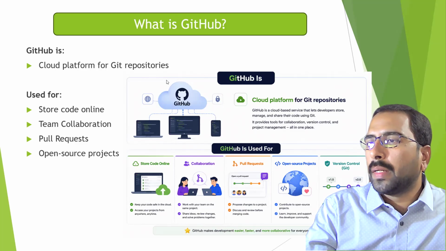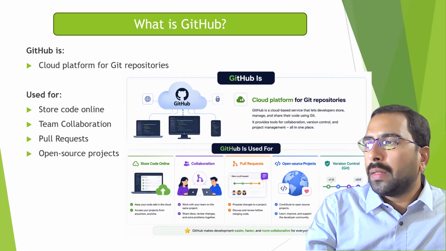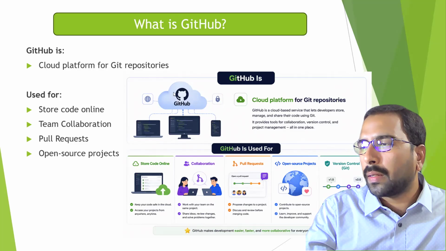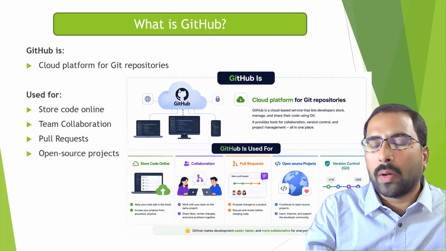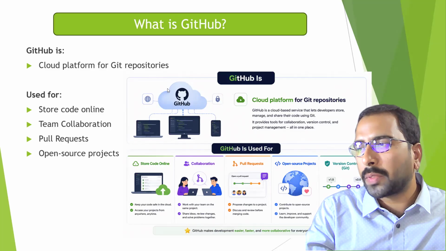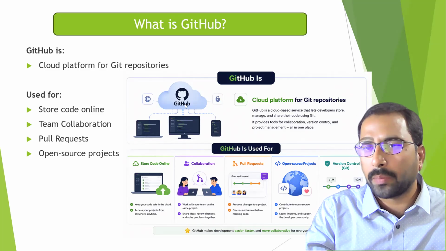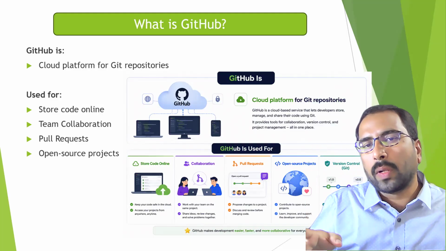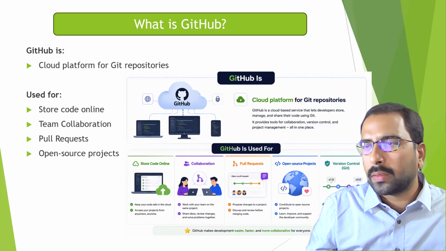So this is GitHub. As I already told you, see here, the cloud symbol is there. It means a cloud, like Amazon.in, Netflix, or any kind of website. This is also a website actually. A lot of people think that Git and GitHub are one tool only. No, it's not like that.